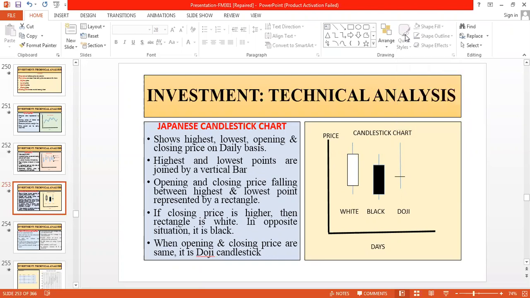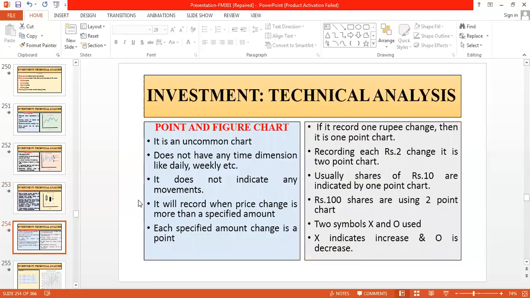We have already discussed the line chart, the bar chart, and the candlestick chart. Now we will move to the fourth type of chart that is available. It is called the point and figure chart. Point and figure means we will use two types of symbols here. One will be zero and another one will be a cross.